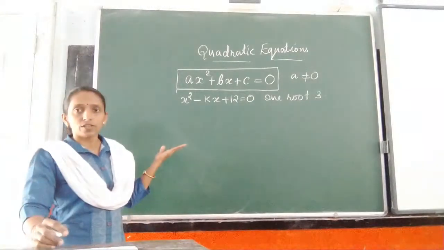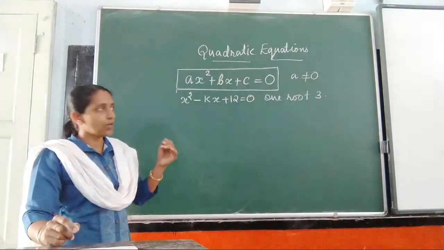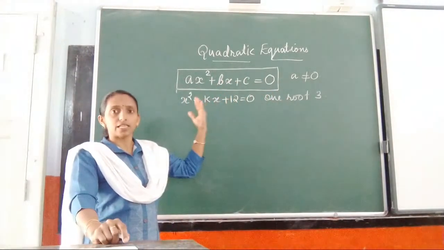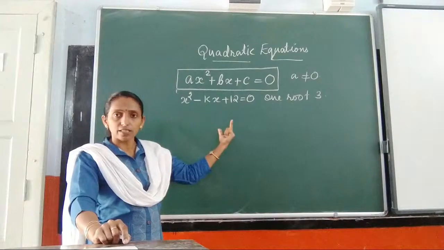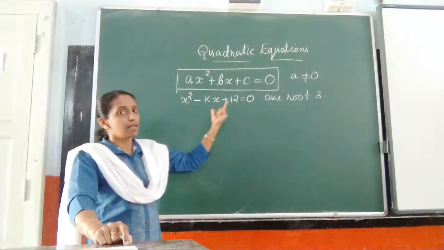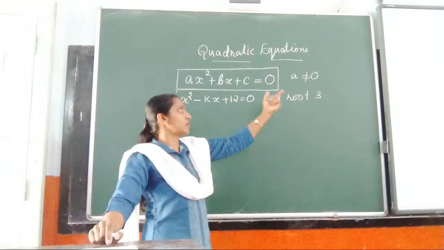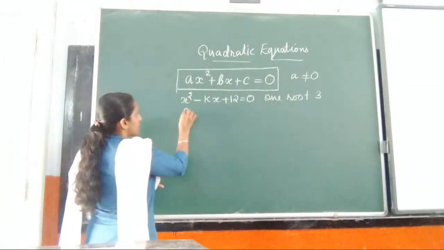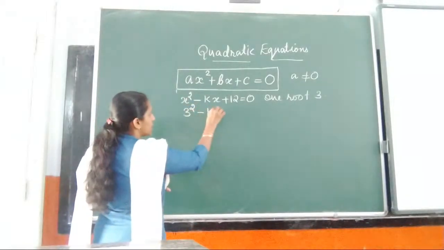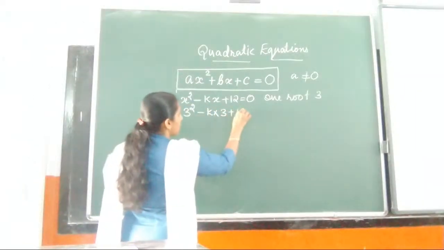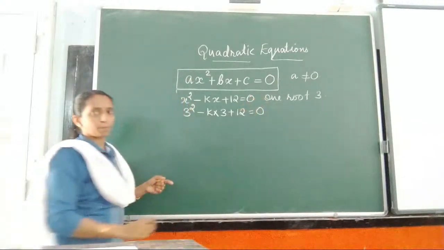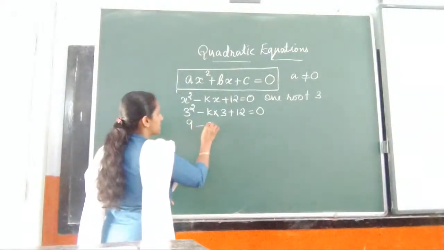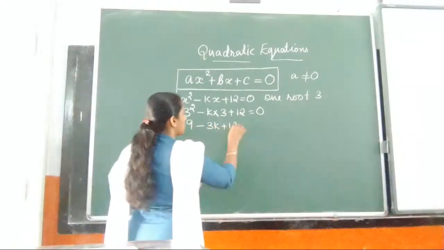So how will you find the value of k? As I have already told you, if a value is a root of the quadratic equation, it implies that once we substitute the value of x, the equation will be satisfied. So here, one root is 3, which means we are going to substitute. According to the question, 3 square minus k into 3 plus 12 will be equal to 0. Right? 3 square means 9, 9 minus 3k plus 12 equal to 0.